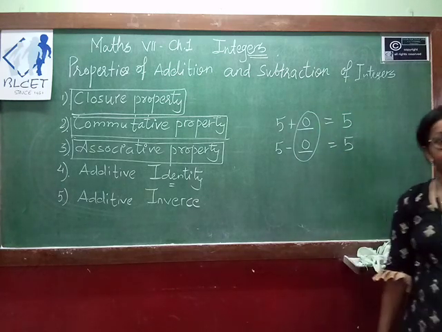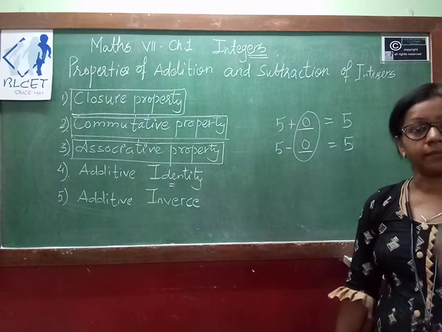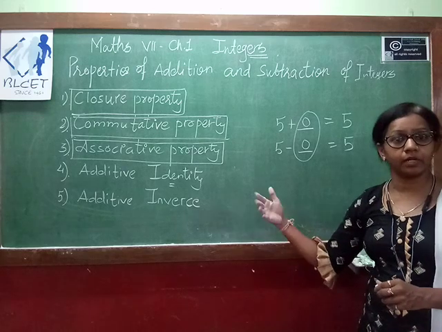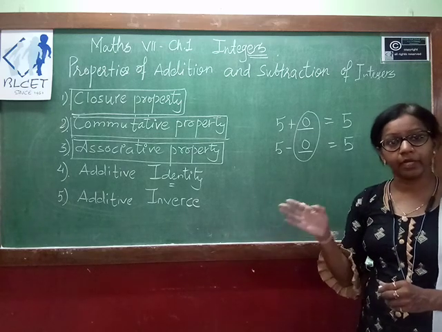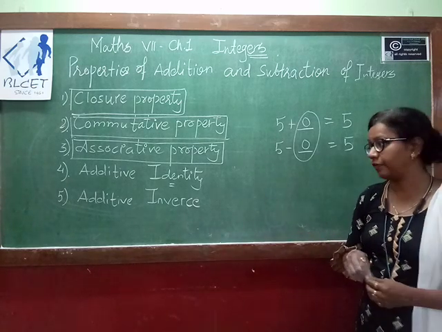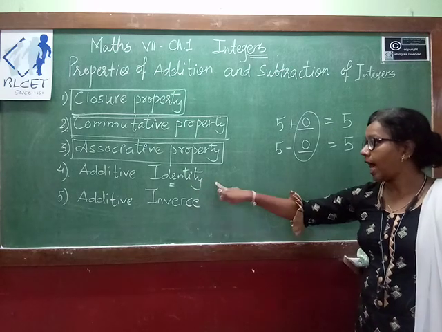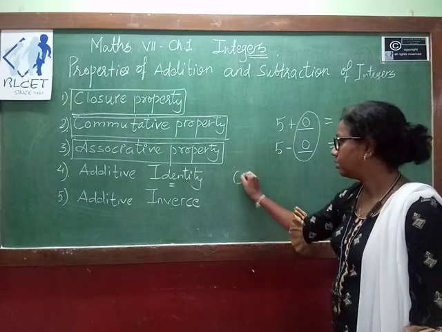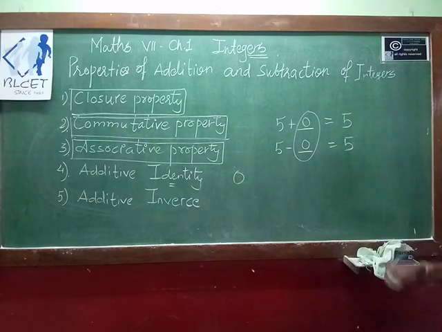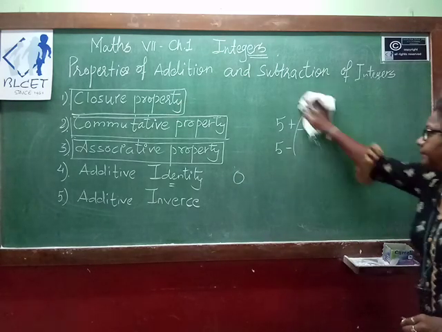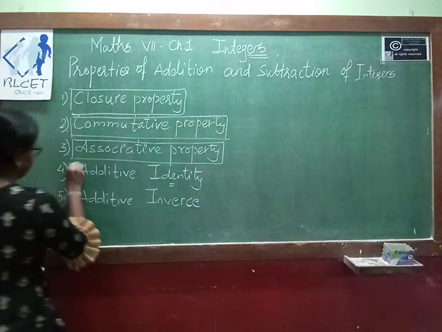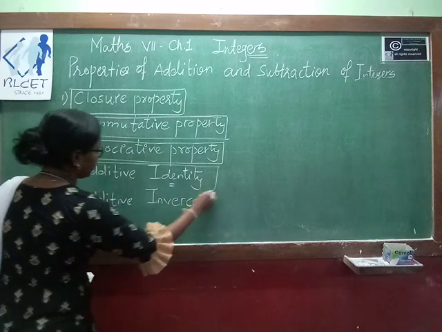It means when you add 0 to any number, or subtract 0 from any number, there is no change in the value of that particular number. The identity of that number remains the same. So what can we say? The additive identity of any number is what? 0. Okay, understood? So the additive identity of any number is 0. This is one more property.